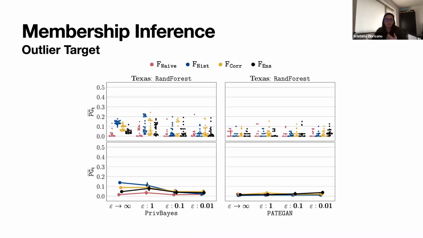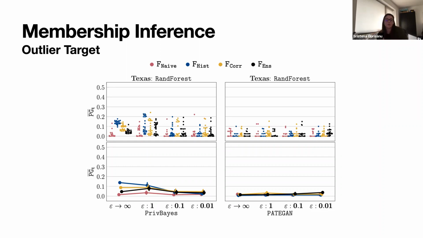And now, we did the same membership inference on the DP models. However, this time we focused on the outlier target. And it's a bit unexpected that neither differentially private training leads to an increase in the average record privacy gain for any of the attack feature sets tested. And we found that linkage is still possible even under small epsilon values.